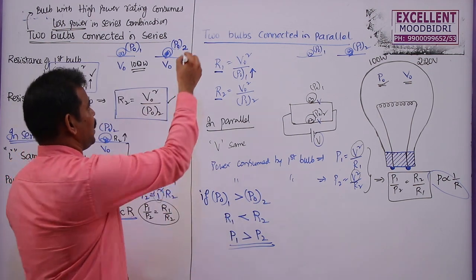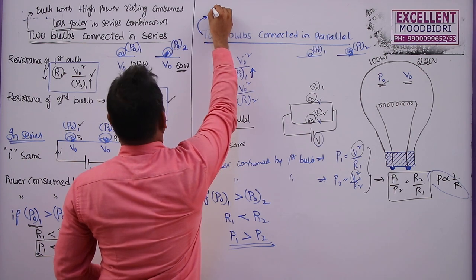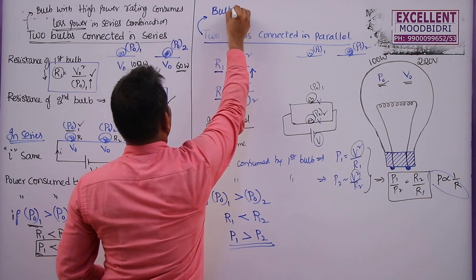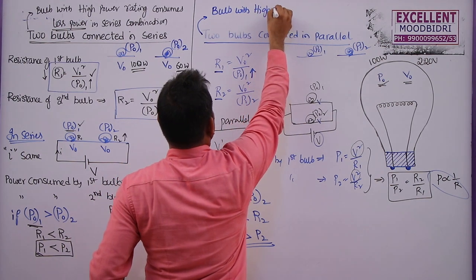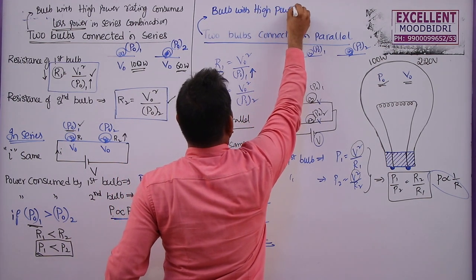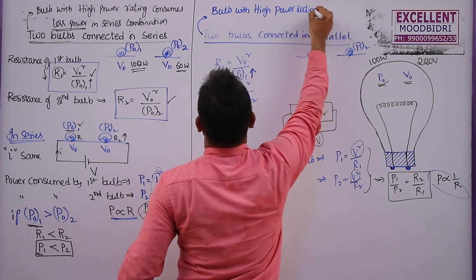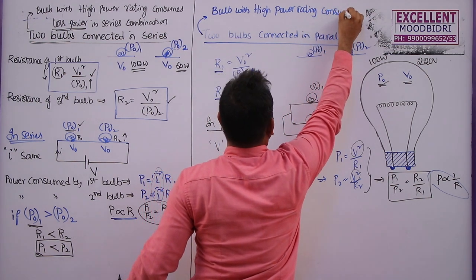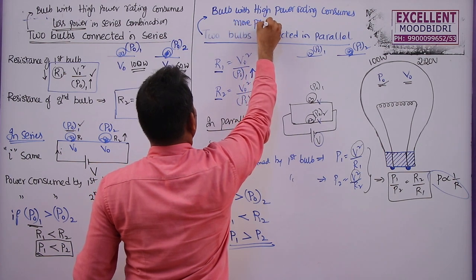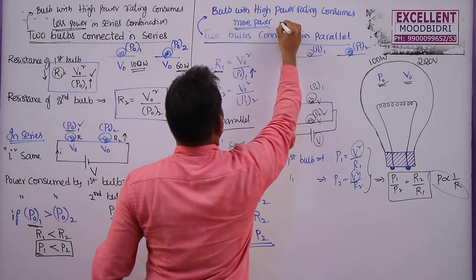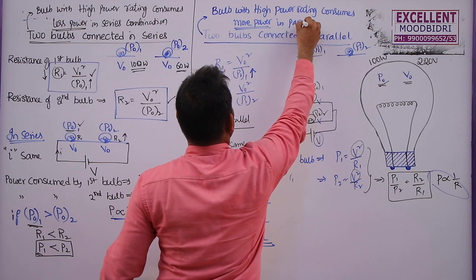That means in parallel combination, the bulb with high power rating, more power rating, consumes more power in parallel combination.